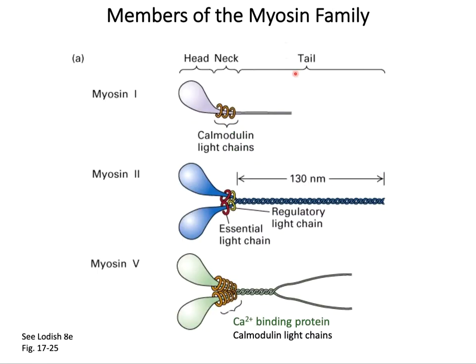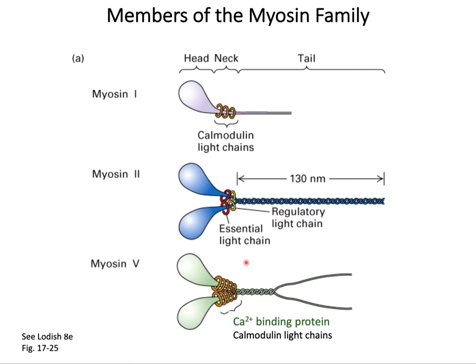Here are some of the members of the myosin superfamily. We already considered myosin 2, which is in the middle. The first one is myosin 1. Myosin 1 is made up of a single heavy chain and 3 light chains. You can see the characteristic head, then the neck domain, and then the tail domain of myosin 1.